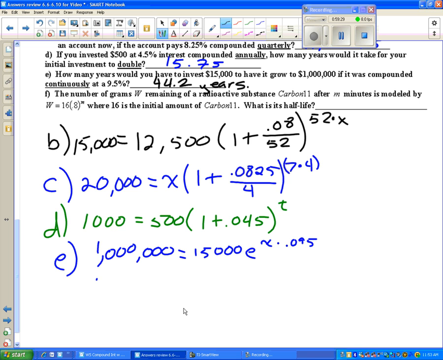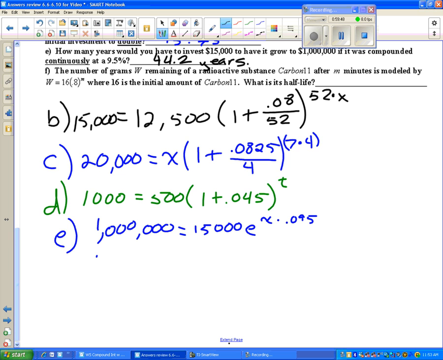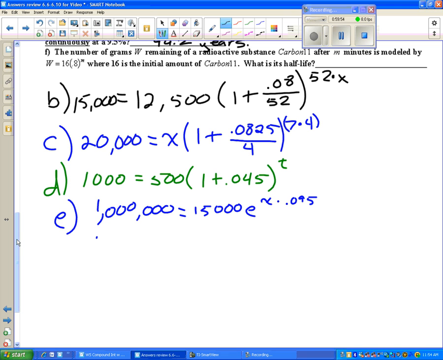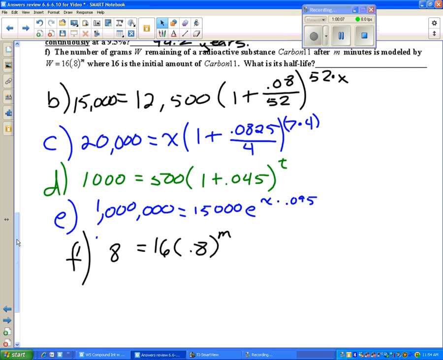Finally, letter F. The number of grams W remaining of a radioactive substance, carbon-11, after m minutes is modeled by W equals 16 times 0.8 to the m power, where 16 is the initial amount. What is the half-life? Remember, half-life means I'm going to end up with half the amount of material. So F, I want to end up with half. So I want to end up with 8. That's equal to 16 times 0.8 to the m power. I need to find m.